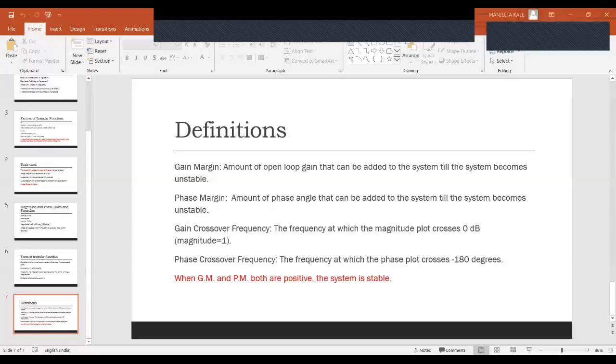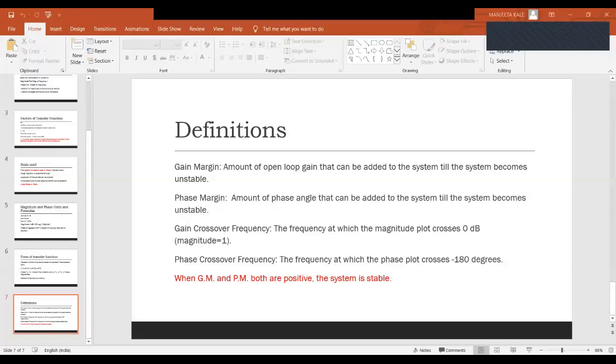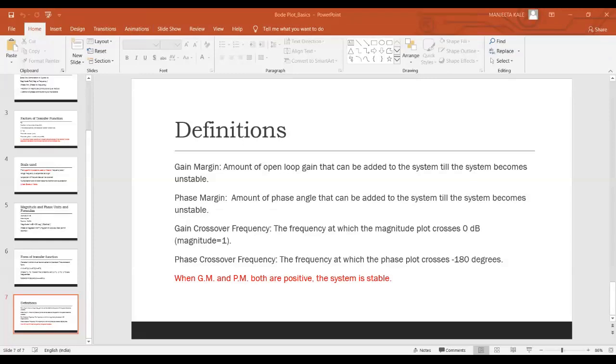Yeah, so we were discussing the definitions. Gain margin is the amount of open loop gain that can be added to the system till the system becomes unstable. That means currently the system is stable, and what is the margin in open loop gain that can be added so that the system goes on the verge of instability. Okay, so that is gain margin. Same is the definition for phase margin, but considered for phase. Instead of adding gain, you can add some phase angle till the system becomes unstable.